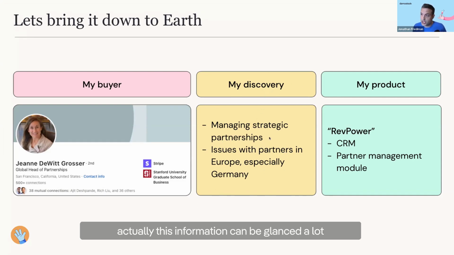Actually, this information can be gleaned a lot with modern tools like RevenueBase and Clearbit and all that. I can enrich my knowledge about my buyer a lot before I even open my mouth to work with them. And secondly, I need to know my product. In this case, I am selling RevPower, which is a CRM, and we have a partner management module. So let's bring this home and see how my demo would look across my conversations with John, depending on my discovery.